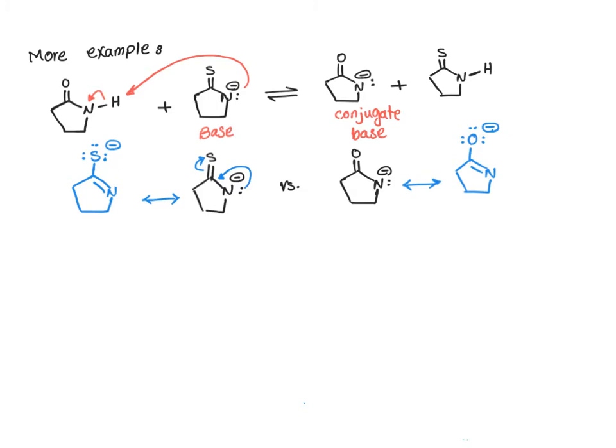And now we can look at the atoms. We know that sulfur and oxygen are in the same column, the same group. However, sulfur is bigger than oxygen, so it can stabilize the negative charge better. Therefore, this base is more stable, meaning that the equation favors the starting material.